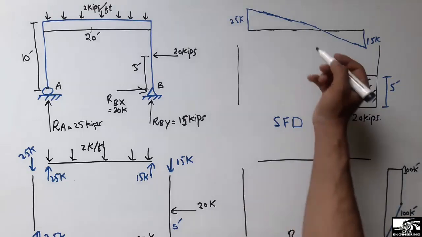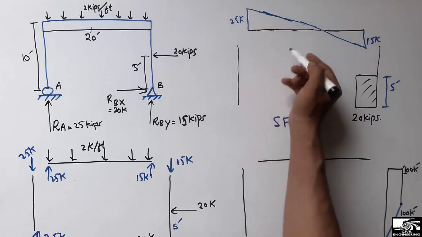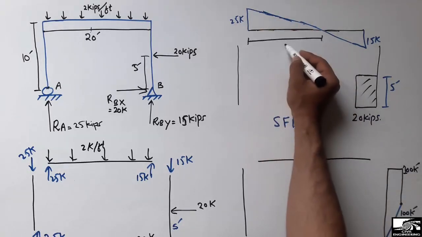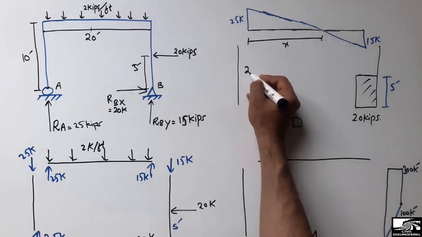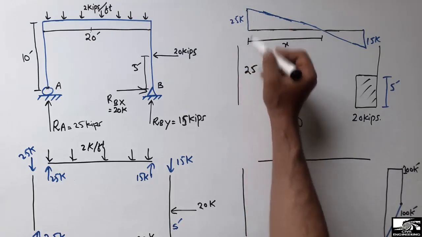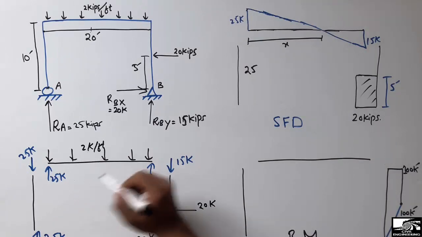Now to draw the bending moment diagram for this beam, first of all I have to know the area of this triangle, so then I can draw the bending moment diagram. For the triangle I will need this horizontal distance, which is x, unknown to us. To find x, I can use this formula. The 25 kip load is acting in the upward direction, while the 2 kip per foot is acting in the downward direction.